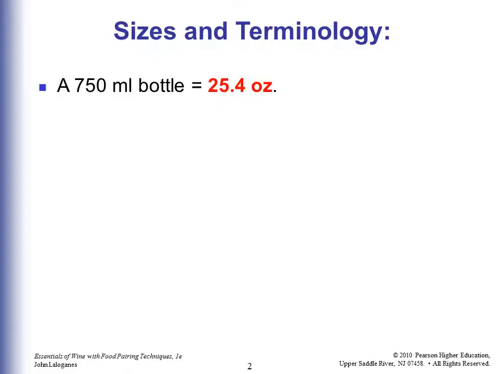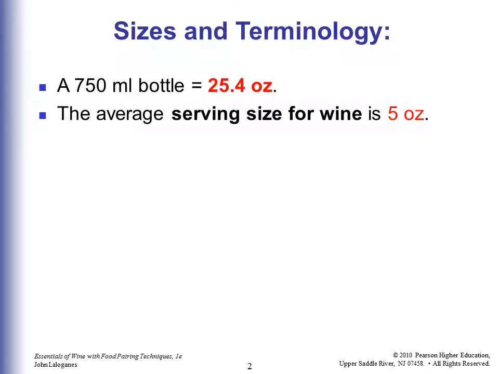A 750 milliliter bottle, which is your standard size these days, is 25.4 ounces. 750 ml, 25.4 ounces. You need that for some test questions. The average serving size for wine is 5 ounces. You need that.